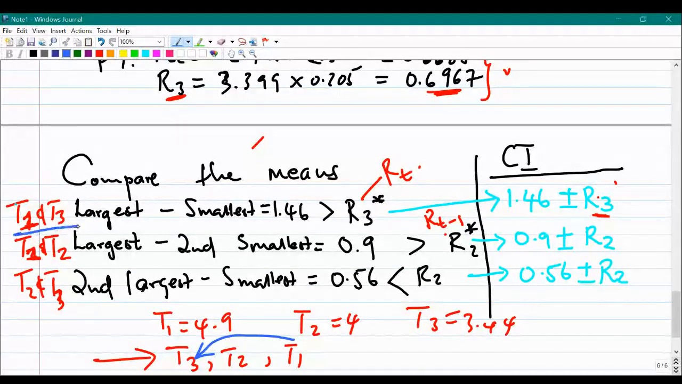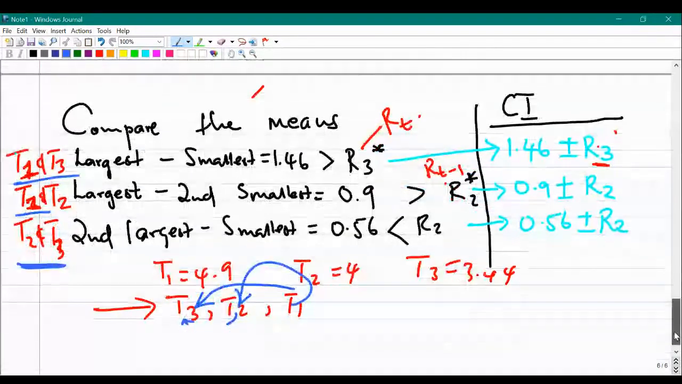T1 and T3 is the first comparison. T1 and T2 is the second one. The last one will be T2 and T3. She's right. I wrote 1 instead of 3. So it's supposed to be T2 and T3. Thank you for that, leadership. So the means which are the same are mean 2 and mean 3. There is no difference between mean 2 and mean 3 based on our findings here.